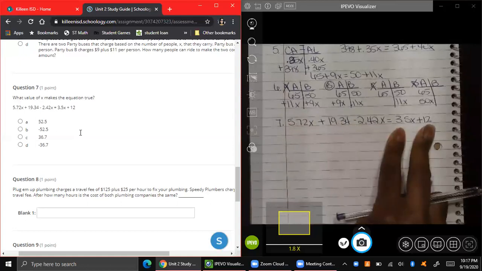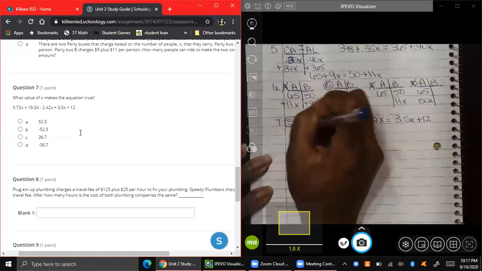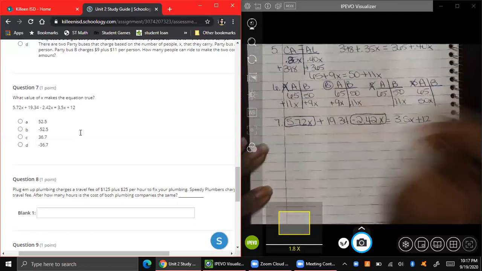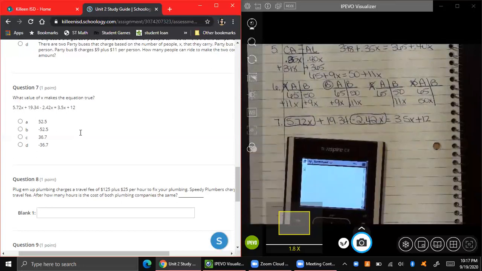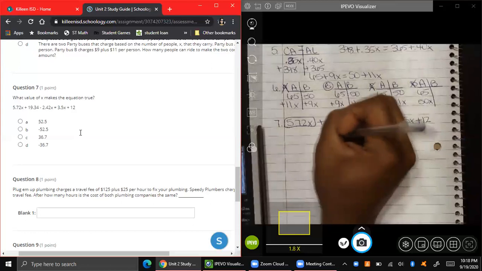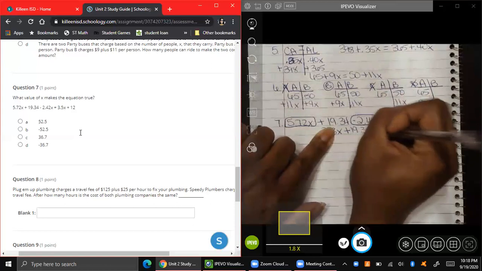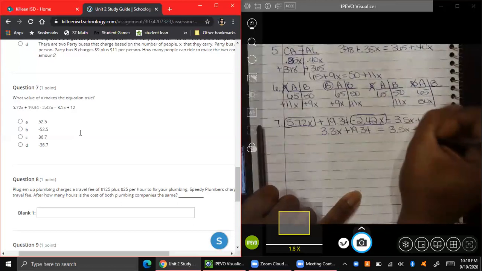3 terms on this side, 2 terms on that side. So I know this side is ready to go, but this side I need to combine like terms first. I can combine my x's, which is the 5.72 and this negative 2.42. Remember, the sign goes with it. So in my calculator, I am going to type out 5.72 minus 2.42 is 3.3, and those are my x's. So 3.3x, and I'm just going to bring down this 19.34 because I haven't done anything with it yet. Equals, and I'm bringing down everything on this side because I haven't done anything with this yet either.